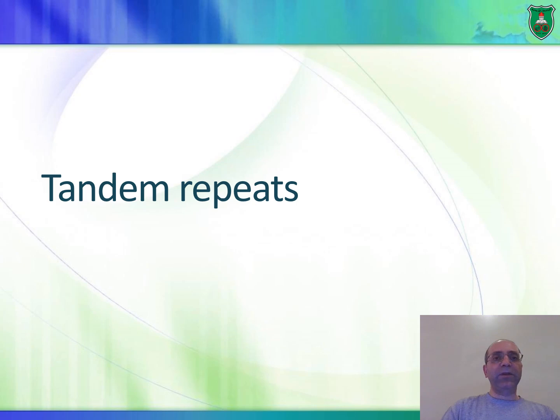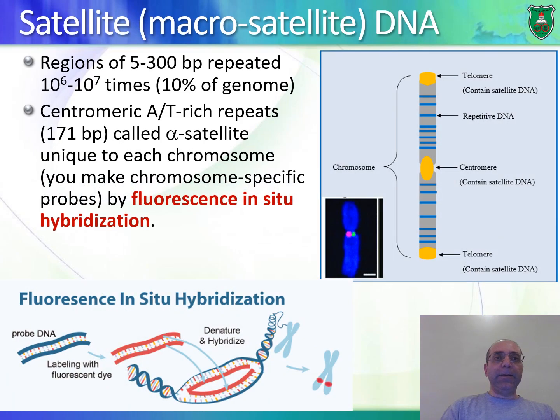So let's start with tandem repeats. That is, repeats that you have one after the other, so they are sort of sequential. You have something known as satellite DNA, or macrosatellite DNA. These are basically regions composed of about 5 to 300 base pairs, and these are repeated millions of times. They make up about 10% of the human genome.